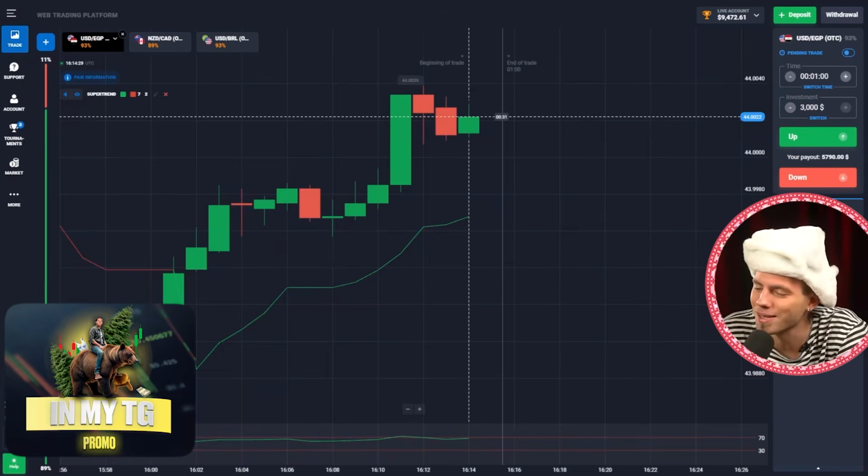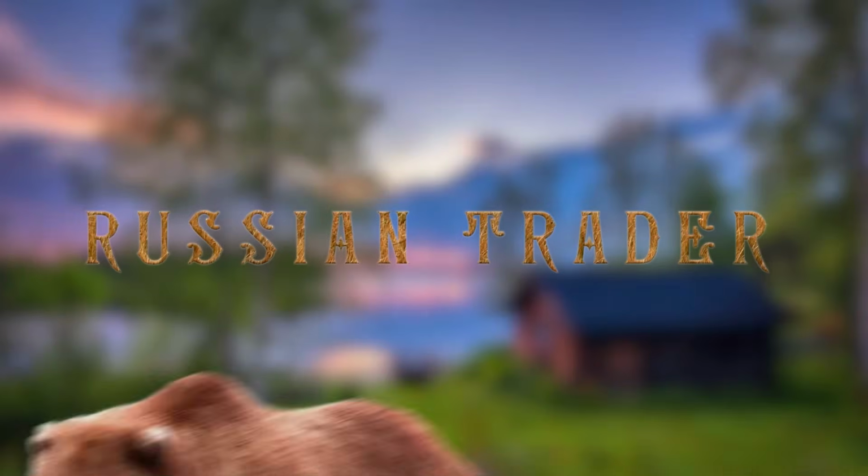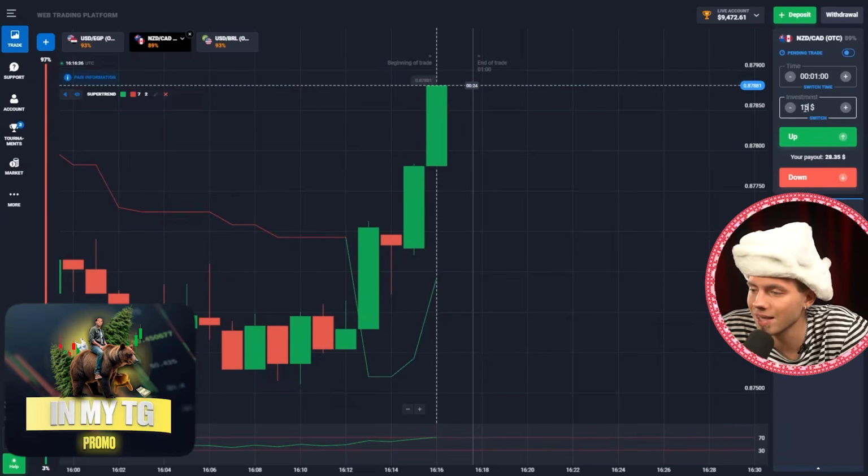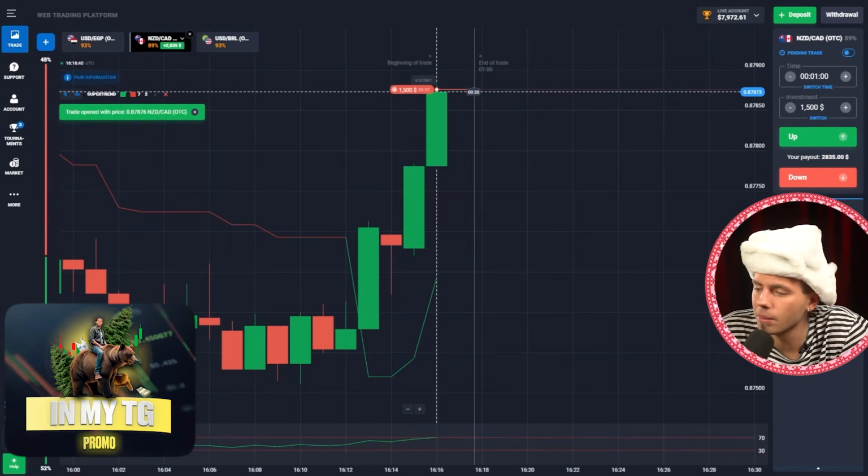Okay, let's move on to the next pair. Well, I guess this will be the last pair for today, the last but not the least pair, and let's see what's happening over here. Let's set the amount, 1,500 bucks, and we are opening a buy trade here.